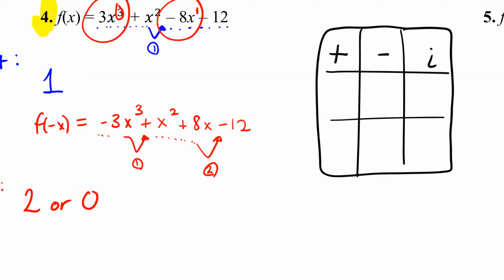What's the total number of zeros I can have, though? What's the total number I should have? 3. How do you know? It's the largest exponent. The degree of your polynomial is the largest exponent, and that's how many zeros total you should have when you add up your positive, your negative, and your imaginary.